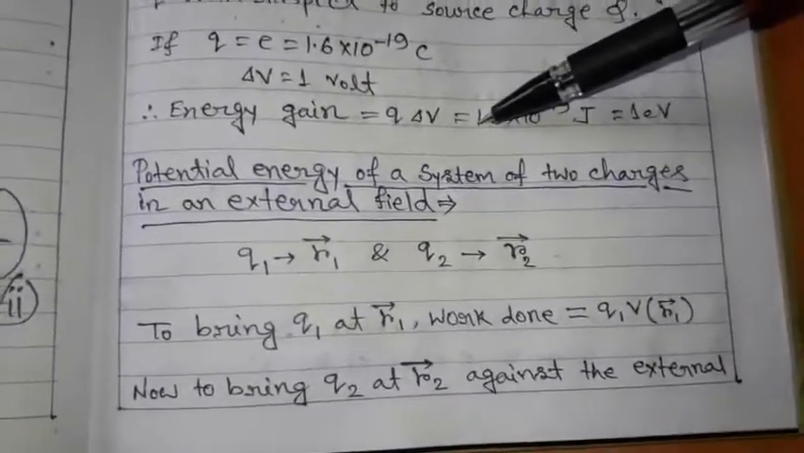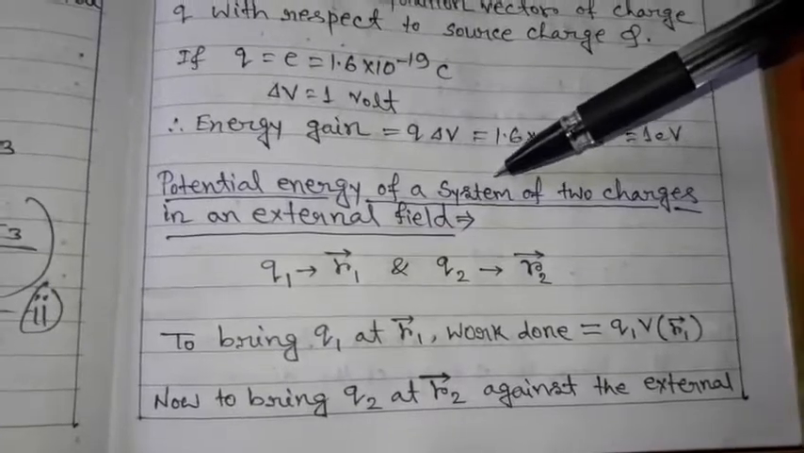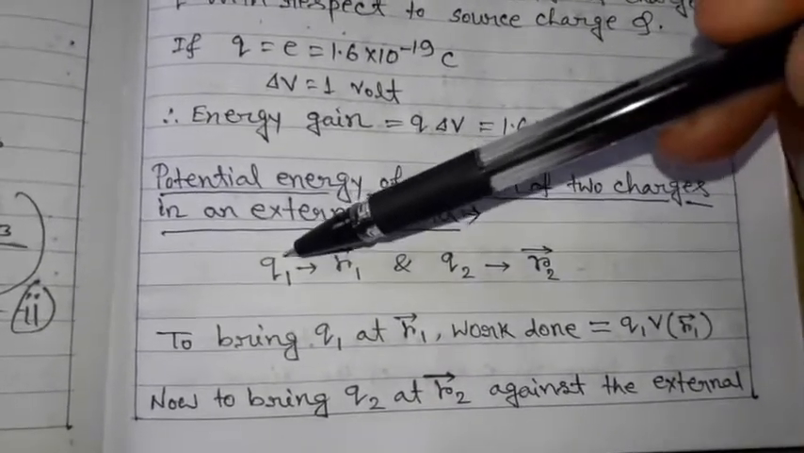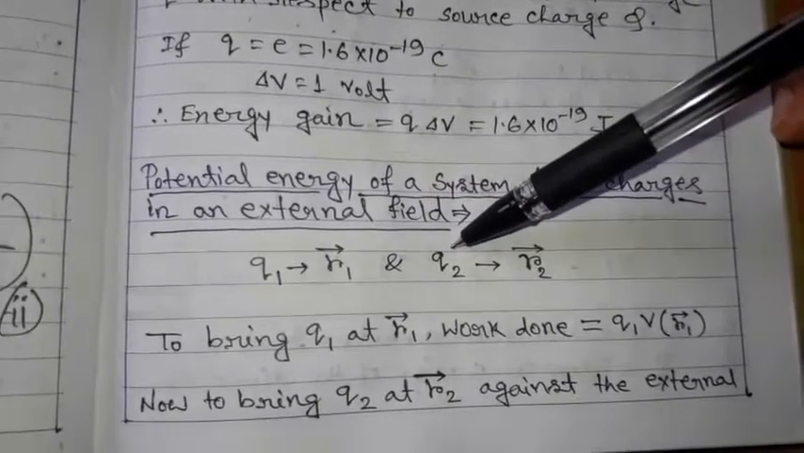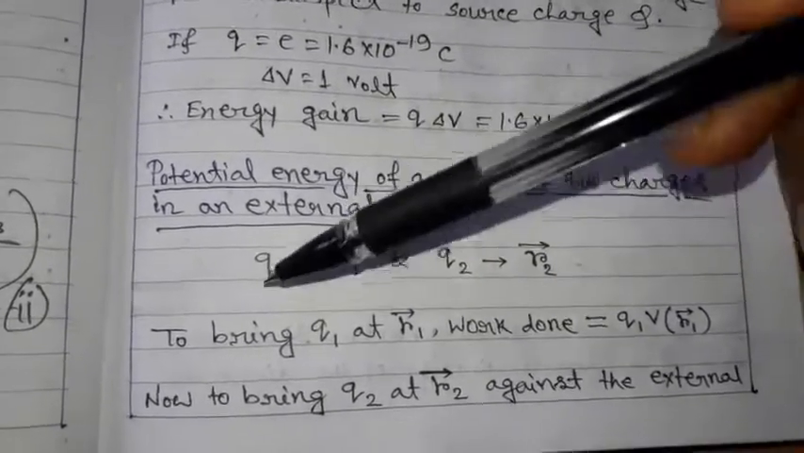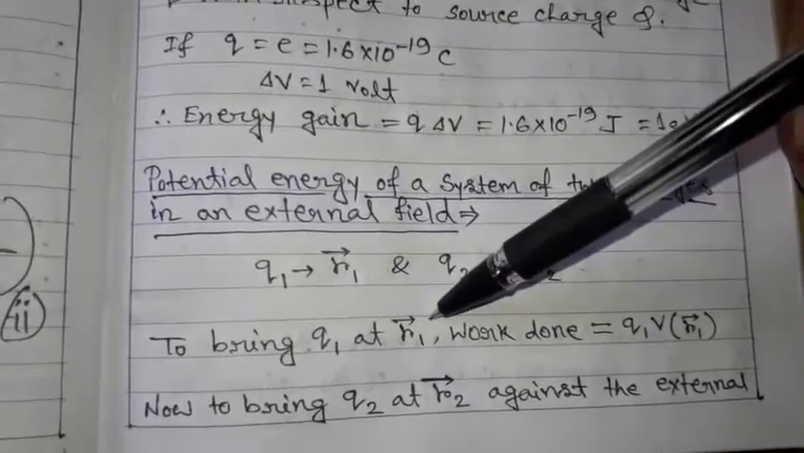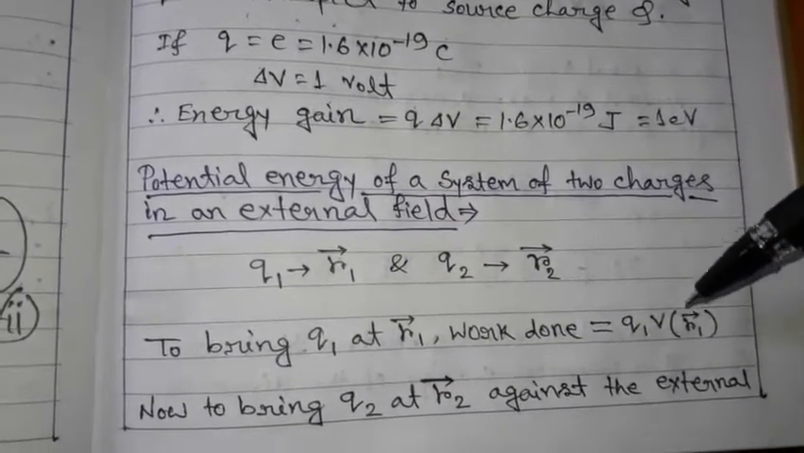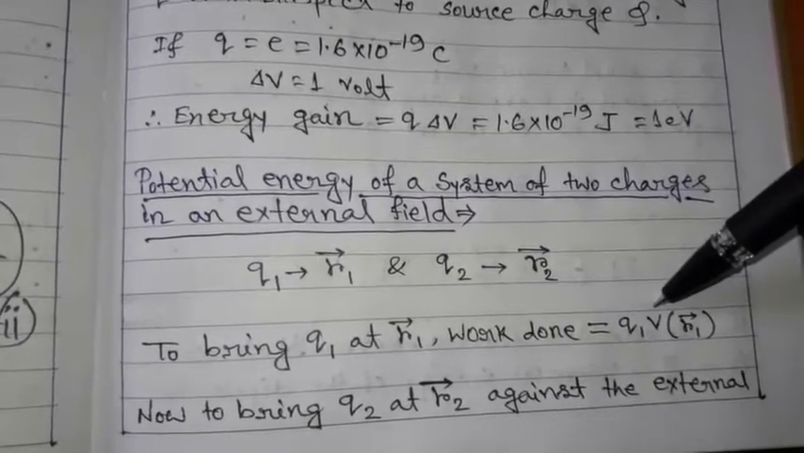Next topic, potential energy of a system of two charges in an external field. We consider two point charges, q1 at position vector r1 and q2 at position vector r2. To bring q1 to r1, the work done is q1 V function of r1. This potential V is due to the external field.